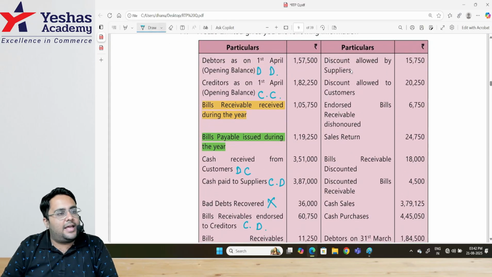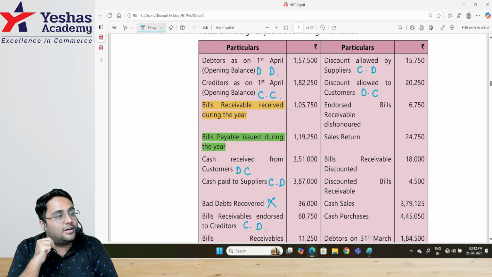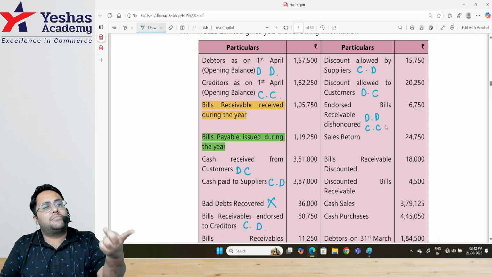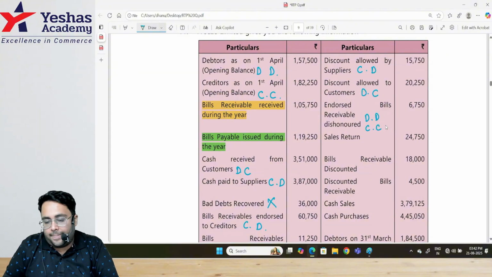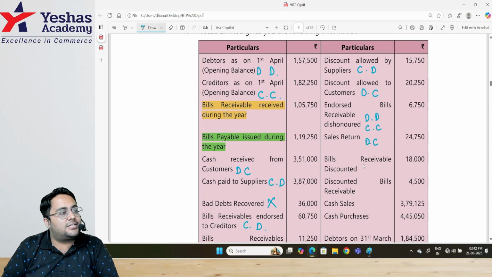Discount allowed by supplier. Creditor to discount received. Creditor account, debit side. Discount allowed to customer. Discount allowed to debtor. Debtor account, credit side. Endorsed bill receivable dishonored. Debtor to creditor. Debtor account, debit side. Creditor account, credit side. Debtor becomes asset. Creditor becomes liability. Sales return. Sales return to debtor. Debtor account, credit side.